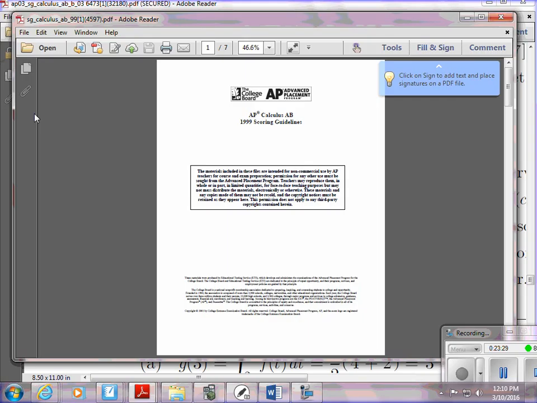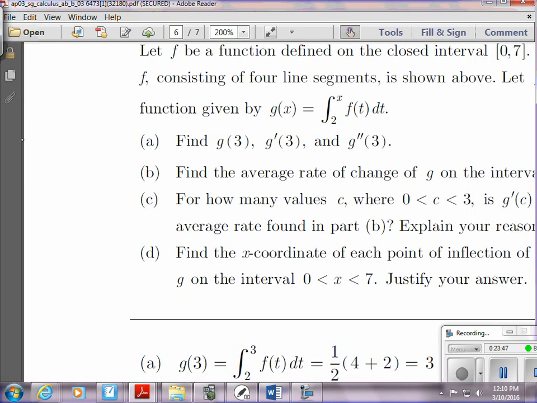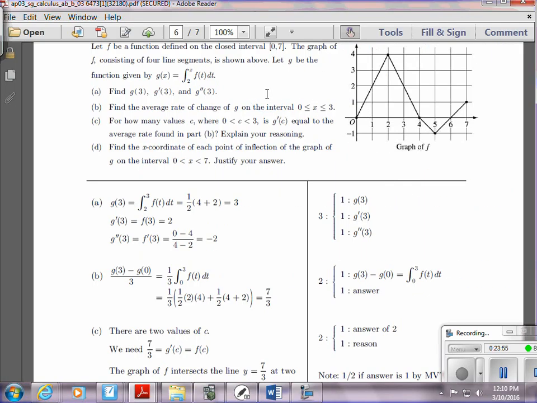The scoring guidelines that you can get on the internet for every free response from every AP exam have 2 columns. I don't know which one this is, but it doesn't matter. I just want to show you how these scoring guidelines work.